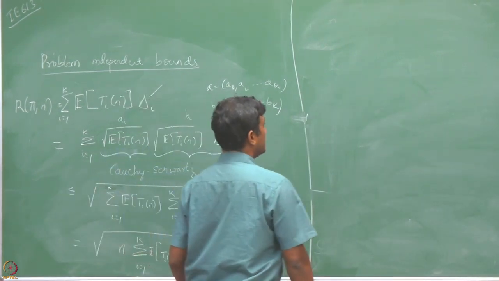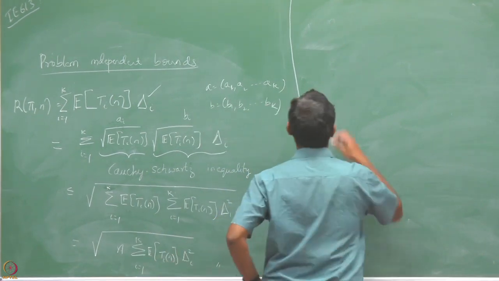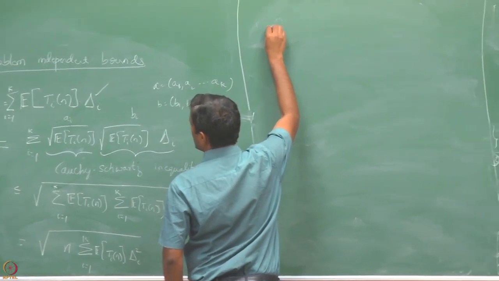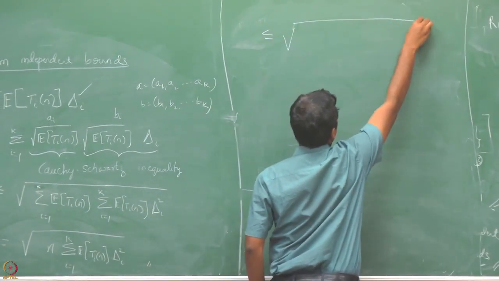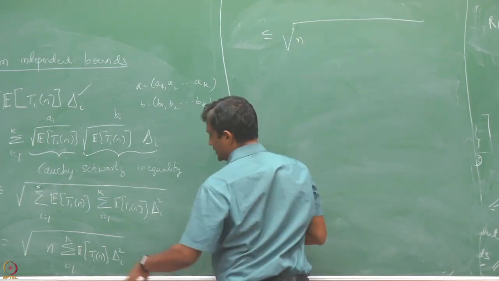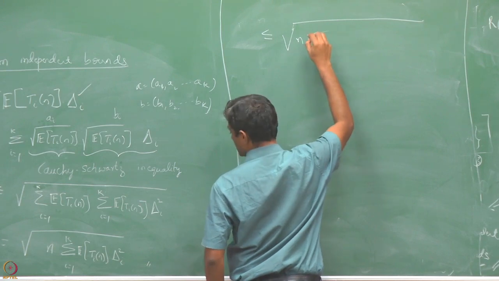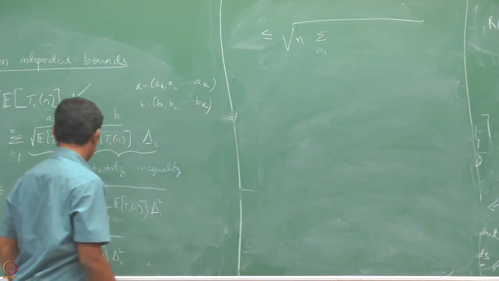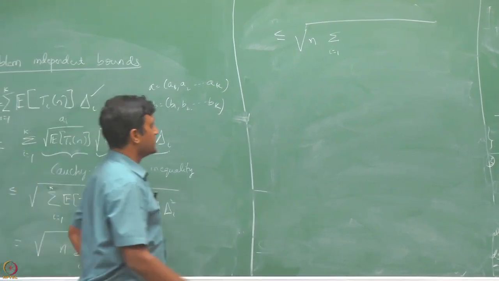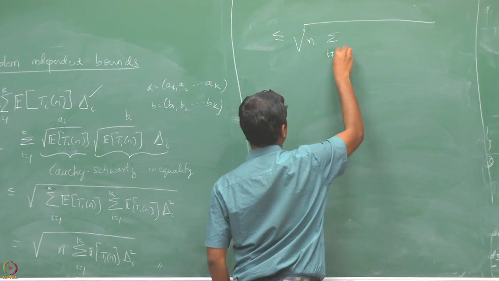Now we have already the bound on the expected value of T_i(n). Let us plug in that here. So once we do that, our bound is n times the sum over i from 1 to k. Since for the optimal arm the delta is going to be 0, I will only consider i not equal to i star.